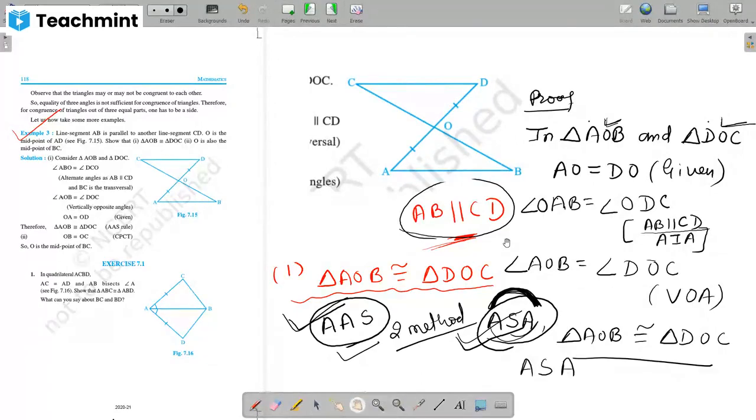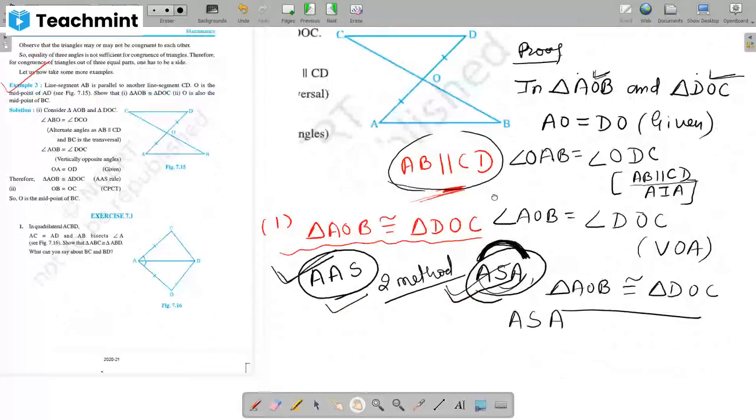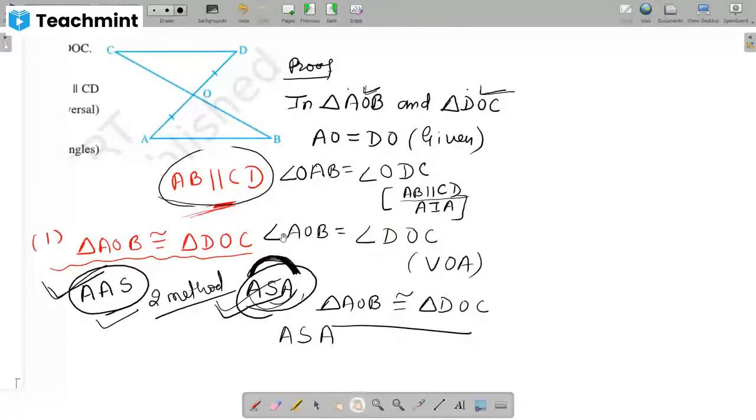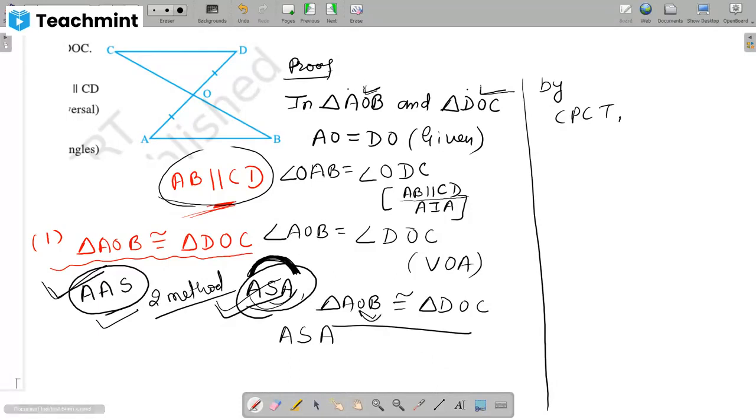So how will you prove this? This is very simple now. CPCT. Very good. Corresponding parts of congruent triangles. By CPCT, we can write these two triangles are congruent. So now we can say that from here only, OB is equal to OC. So we will write OB is equal to OC. It means O is the midpoint. Okay, this you can write now. O is the midpoint.